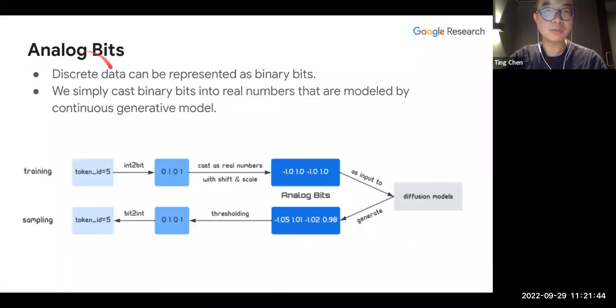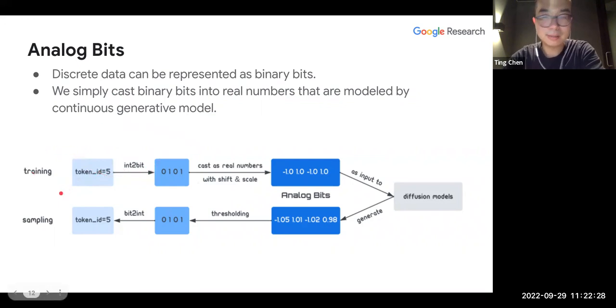Let me explain. All the discrete data can be represented as binary bits. If you look at language modeling, every token has an ID, which is a non-negative integer, which you can turn into binary, right? And if you model binaries as digital bits, it means you can only take 2 values for every bit. But what we propose here, very simple, is to cast binary bits into real numbers. What that means is that you directly model them as continuous numbers that happen to be 0 and 1, right?